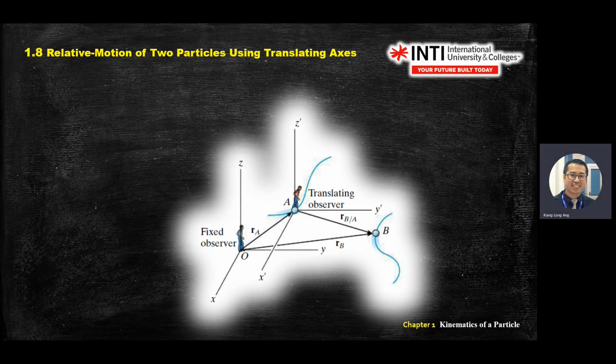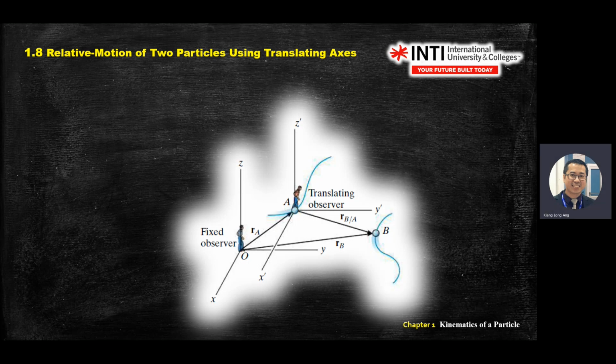RB stroke A means the position of B relative to A. This stroke is relative. RB stroke A means position of B relative to A. Okay, B relative to A. And this is in vector form. You see the arrow? The vector form actually forms a triangular vector.